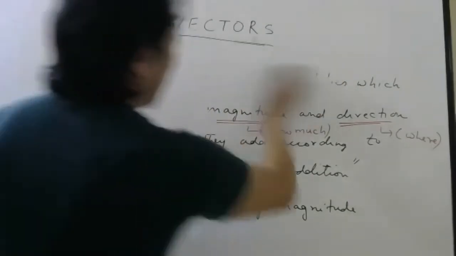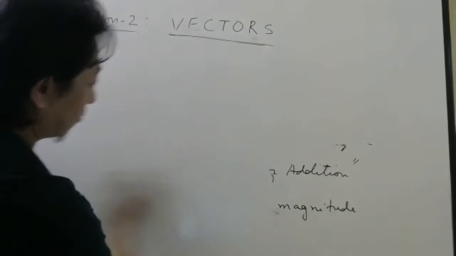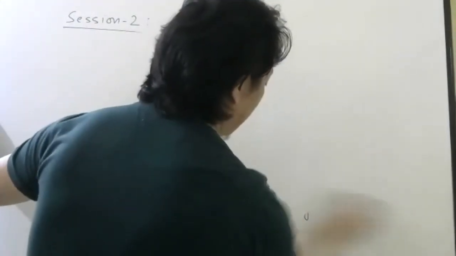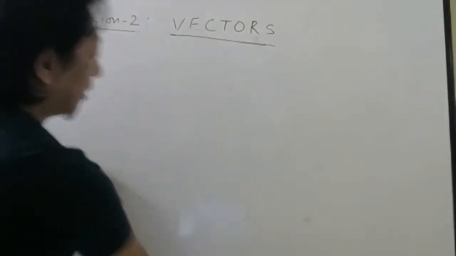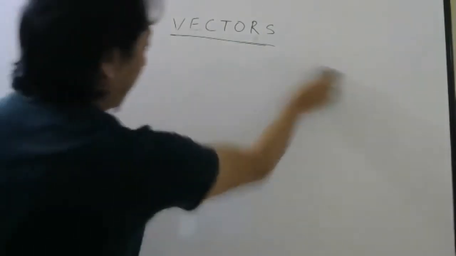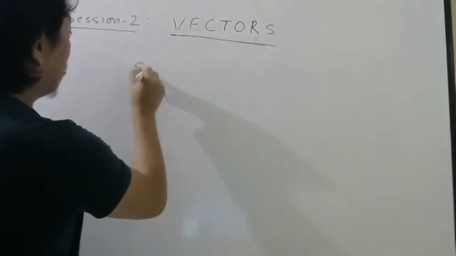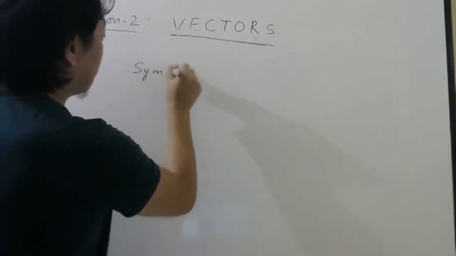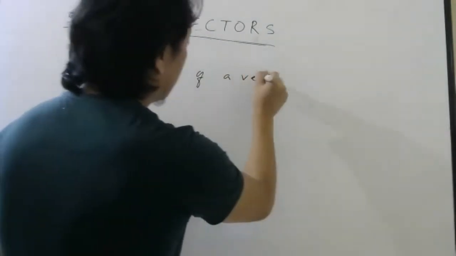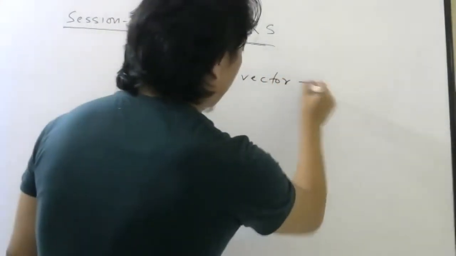Okay, so we have learned what a vector is. Now we have to do some algebra with vectors: adding, subtracting, multiplying. All those things we have to learn how to do with vectors. First, we have to start with the symbol. How to write the symbol of a vector? So the symbol of a vector, we write like this.